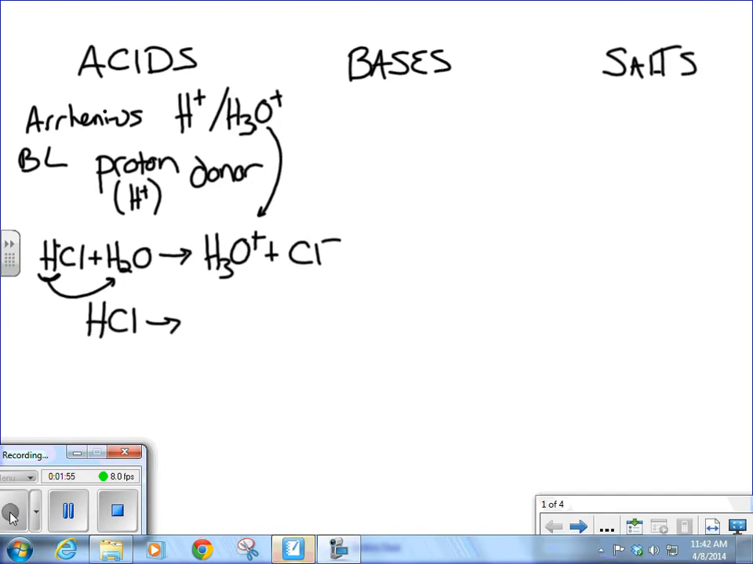Another way that you could look at that is like this. HCl is ionizing in water to H plus and Cl minus, okay? Either of those are fine. In this top case, you can see that HCl is losing a proton and water is gaining a proton. Water goes from H2O to H3O plus. It gained an H plus. Therefore, water is acting like a base. Okay? This is the ionization of HCl. And this is why it's an electrolyte. Okay? So acids are electrolytes.